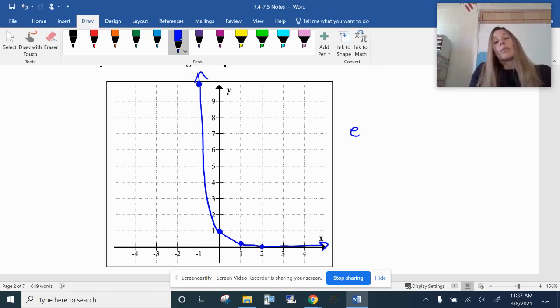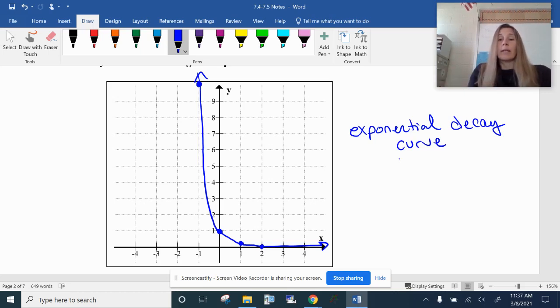So this is an example of an exponential decay curve. And it's always going to go, as you read it left to right, decay is always going to go down and growth is always going to curve up.